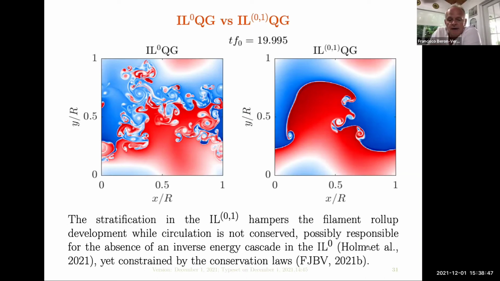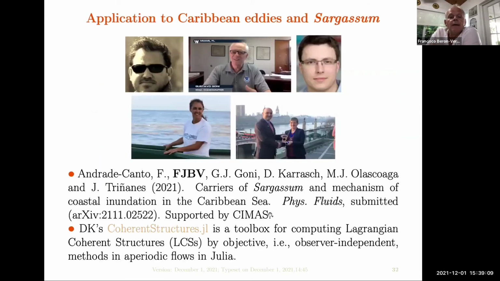Holm is arguing that the absence of an inverse energy cascade in the IL0 is related to the fact that you have circulation production; that circulation is conserved, but it's being produced. We have the same situation in the IL01, but there might be something else going on here that needs more thinking.